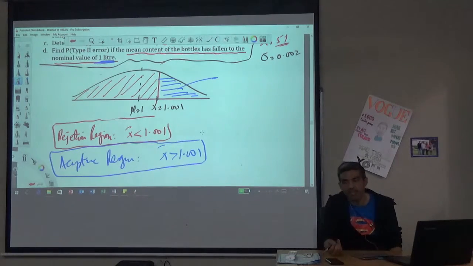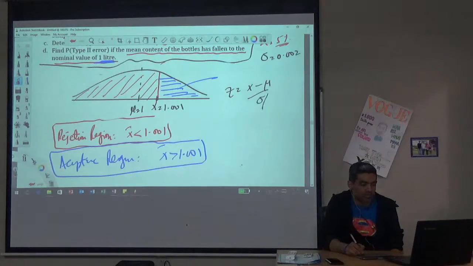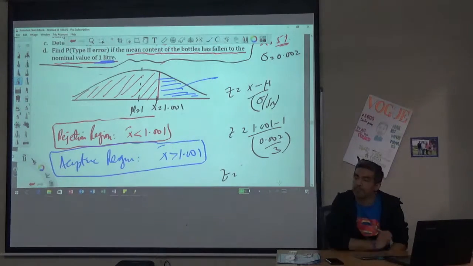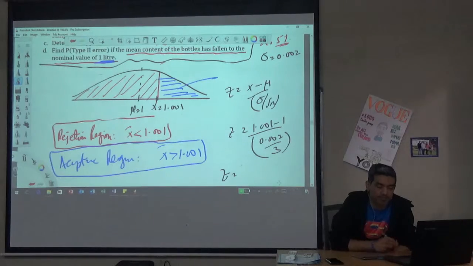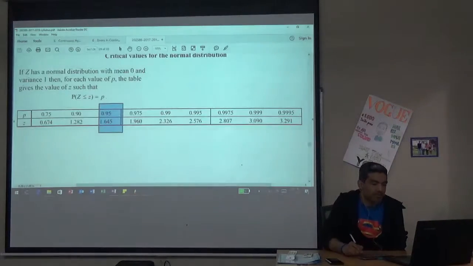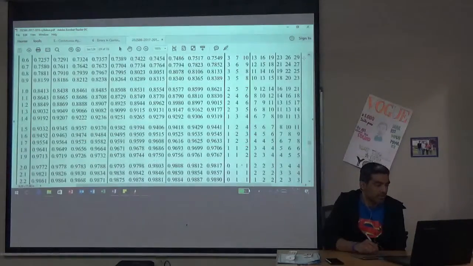Because once we have the z value, only then can I find out the probability of this blue area. So z equals x minus mu upon sigma upon square root of n. X is 1.001, mu is 1, sigma is 0.002 upon 3. Give me the z value. Exact 1.5. Okay. The z value is exactly 1.5. Can you check the table and see what area 1.5 provides us? Z 1.5 gives us an area of 0.9332.